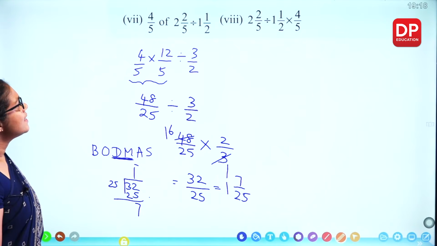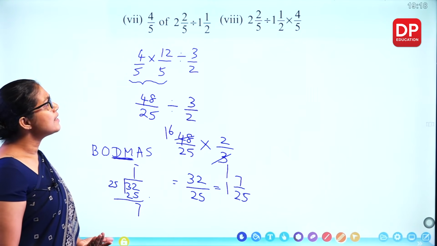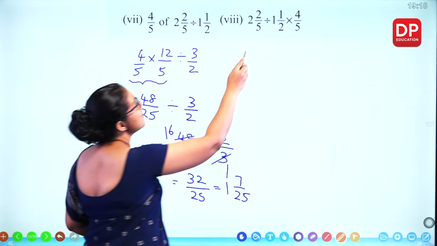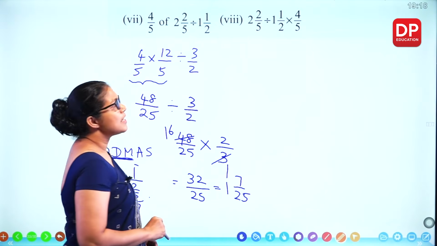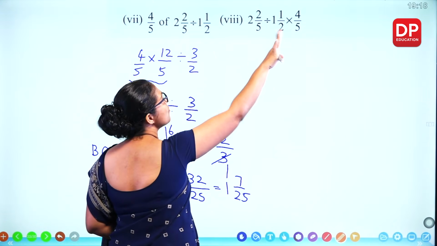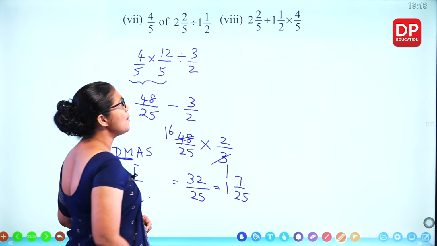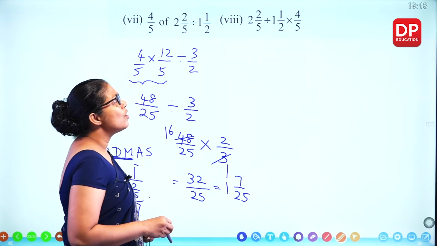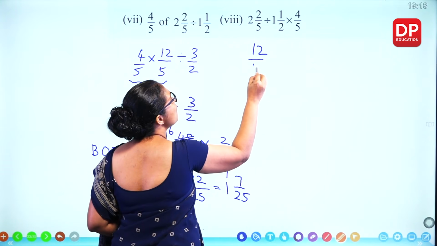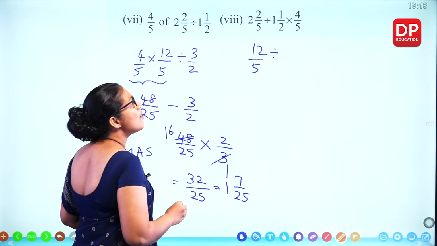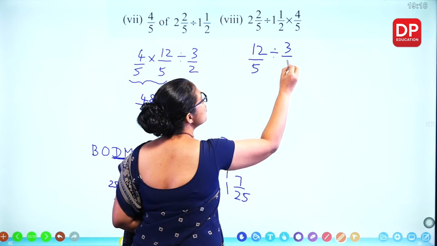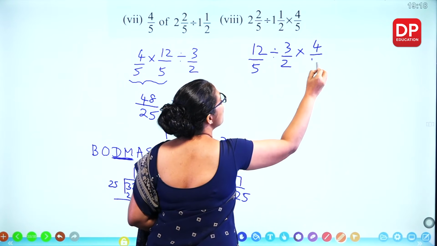Now we'll take the next one. So you get mixed numbers, proper fractions, improper fractions, and here you get division and multiplication. So according to BODMAS, what you do, you start from left to right and do the operations. So here, first thing you convert this to improper fractions. So 5 times 2, 10. 10 plus 2, 12 over 5. Divide by. How you convert 1.5? 2 times 1, 2. 2 plus 1, 3 over 2. Multiplied by 4 over 5.